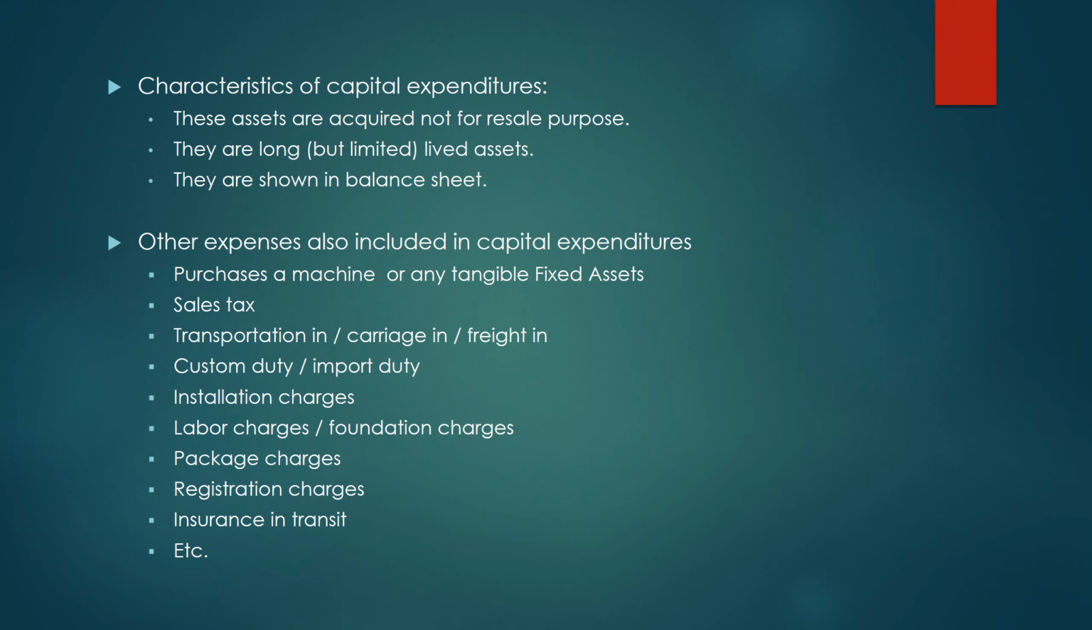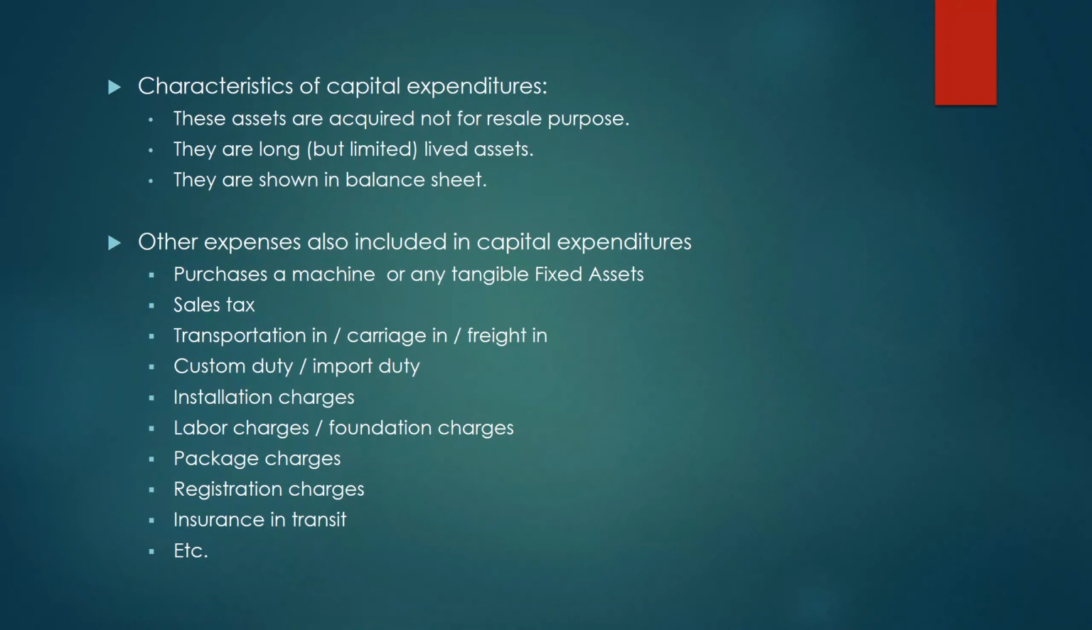Now the following are the characteristics of capital expenditures. These assets are purchased not for resale purpose. Remember, these assets are used for getting future benefit. To operate the business, these assets are acquired. They are long-lived assets, long but limited life. When we say long-lived assets, it means the asset has a life of more than 1 year. And remember, they are shown in the balance sheet, on the asset side, under the heading of fixed assets.